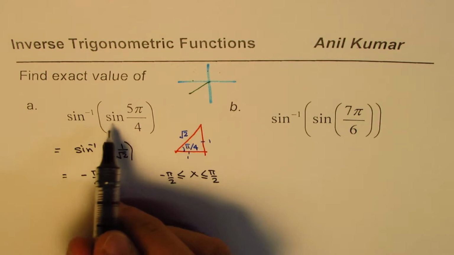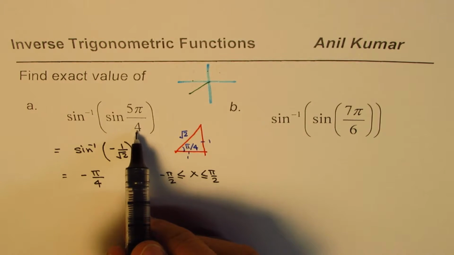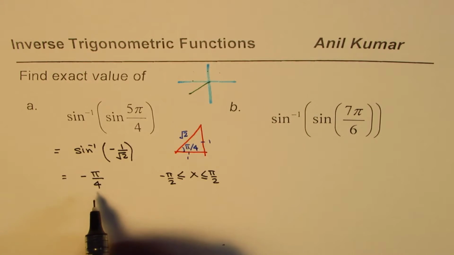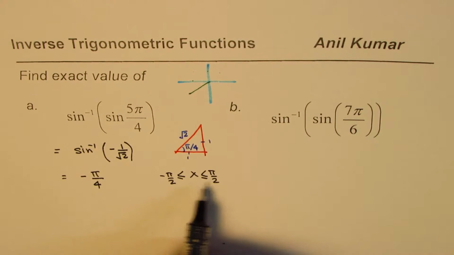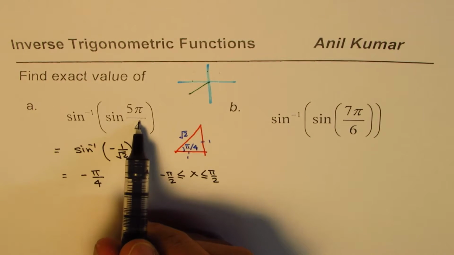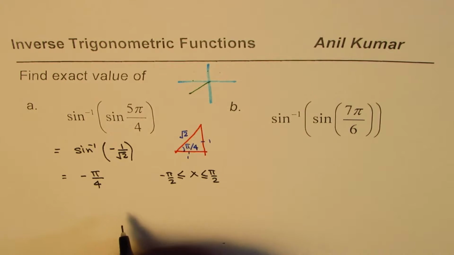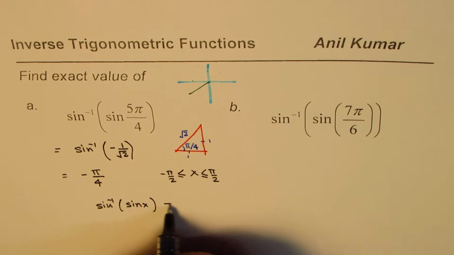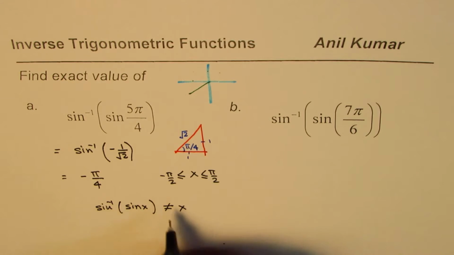So sine inverse of sine 5 pi by 4 is not really equal to 5 pi by 4. It is minus pi by 4. Do you see that? The reason is that the range of the inverse function is within minus pi by 2 to plus pi by 2, right? So if you have an angle which is not in this domain, then sine inverse of sine x is not equal to x, if x is not within the domain, right?